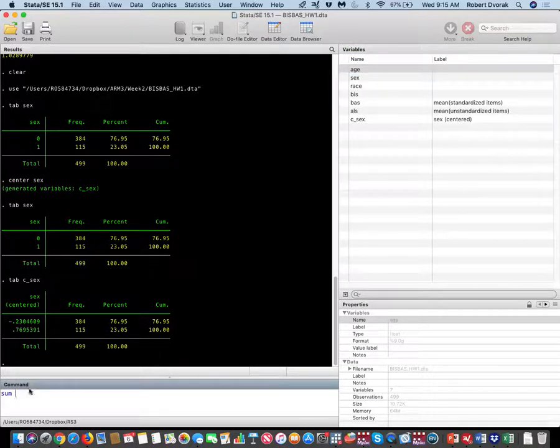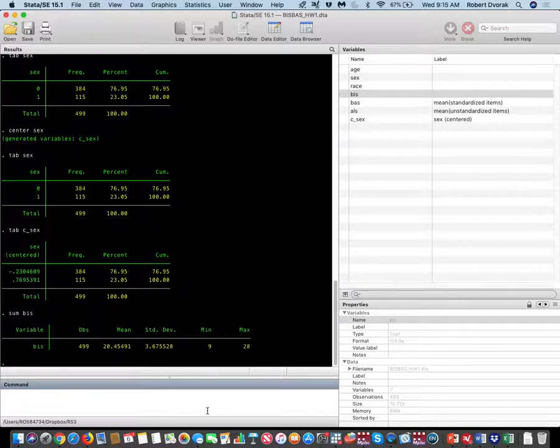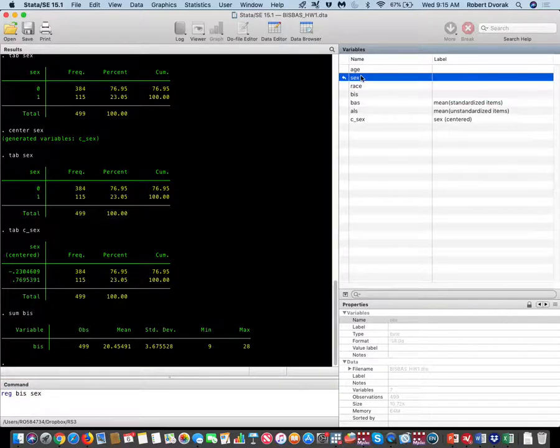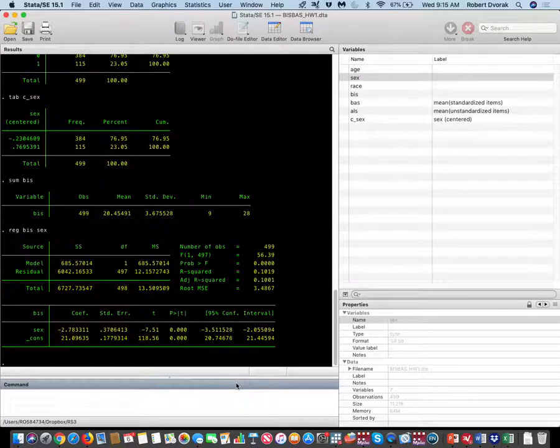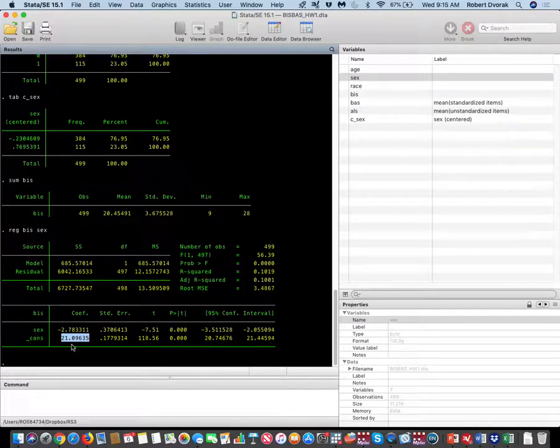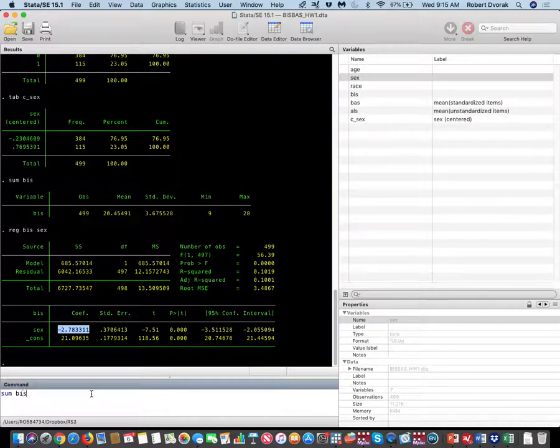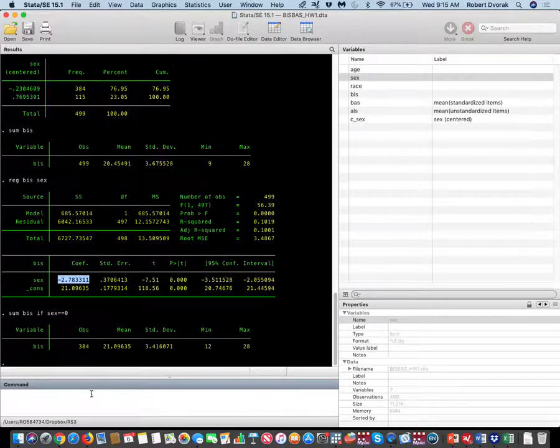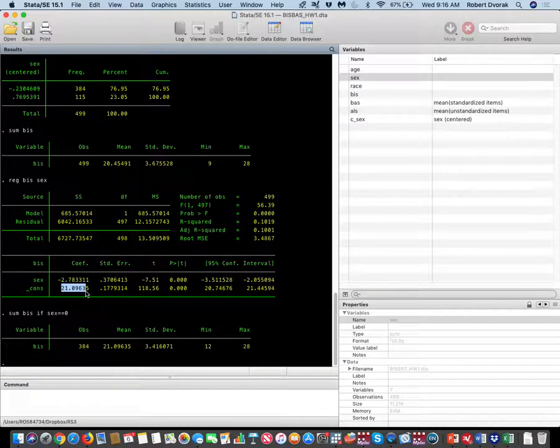instead of age, let's do BIS, okay? So our average BIS is 20.45491, and now let's go reg BIS sex. This is a regression model. Our average amount of BIS is 21.09635, and we have a slope of this. So if we go sum BIS if sex equals 0, we get this, the same as our constant, right?